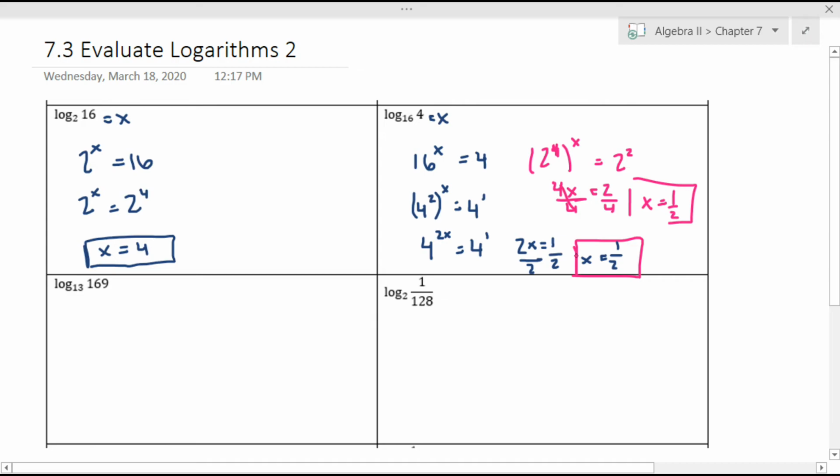All right, next one. Log base 13 of 169 is equal to x. We swoop-de-doop. 13 to the power of x is equal to 169. 169 is actually 13 squared. So 13 to the power of x is equal to 13 squared. So when we set those exponents equal to each other, x is equal to 2.